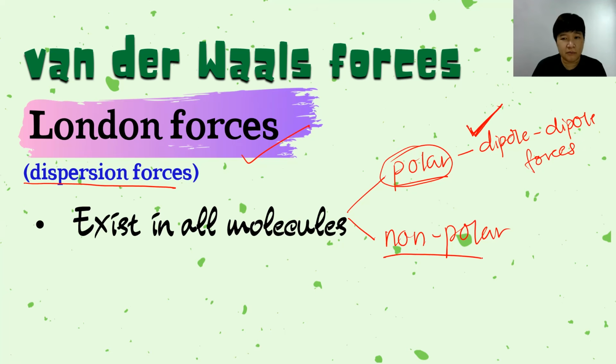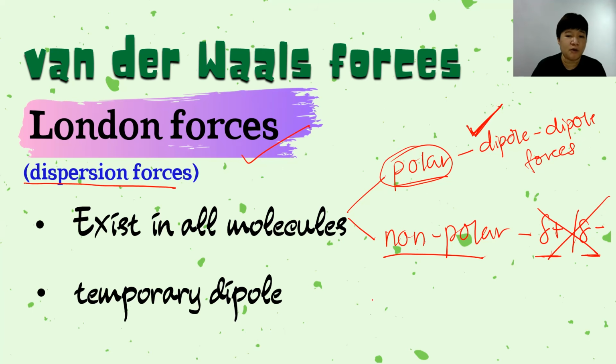Therefore, in the non-polar molecule, you do not have the partially positive or the partially negative because it's non-polar. So the electronegativity between the atoms in the molecule are very similar. That's why it becomes non-polar. And since you don't have the partially positive and partially negative end, therefore, you will only form a temporary dipole. Temporary dipole means what? Let's look into how London forces is actually formed.